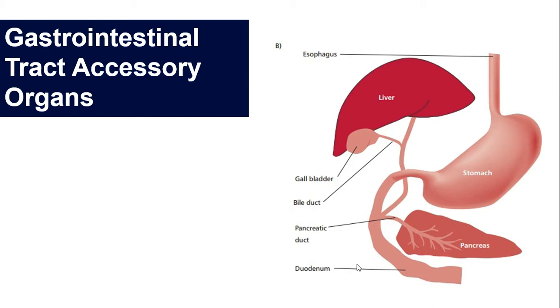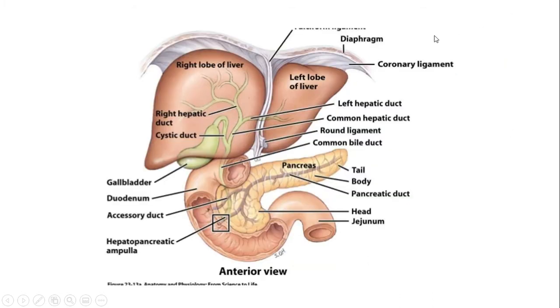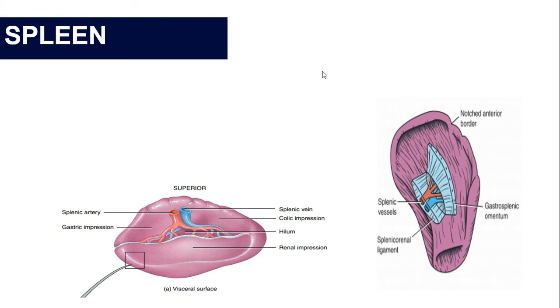So here is a picture of our gastrointestinal tract accessory organs. If our GIT or the digestive system starts from the mouth down to the anus, we have here your accessory organs. These accessory organs include your liver, the gallbladder, and the pancreas. Right here is your pancreas, this one is your gallbladder, and these are your liver. These structures usually produce secretions or materials that aid in digestion and absorption of nutrients. But before that, let's discuss first the spleen.